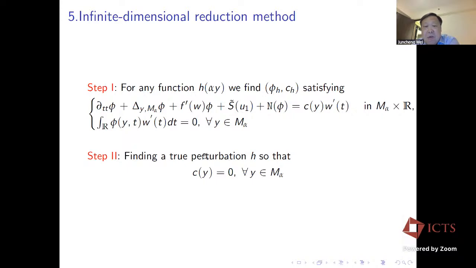Now in the second step, we want to find a true perturbation h so that this c is 0. This is a similar idea as in the first talk. In the first talk we fixed many points, found many c_j's, and then wanted to find the points so that c_j equals 0. But now we fix a function, find another function, and then we want to perturb this function so that this Lagrange multiplier equals 0. It turns out we use the inner-outer gluing to do this, and we use the Jacobi operator to solve this problem.